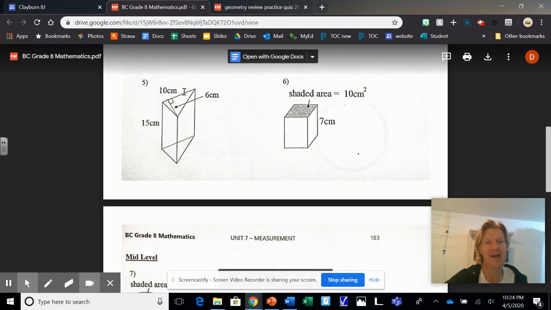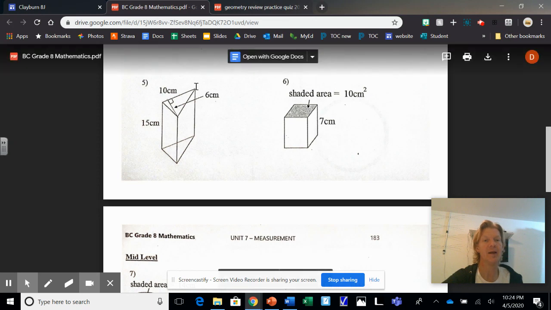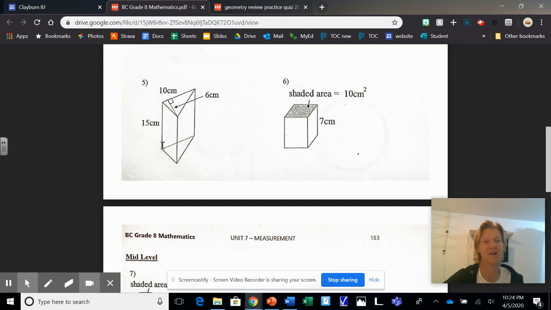So I multiply 10 times 6 divided by 2, because triangles you always divide by 2, trapezoids you always divide by 2. And I get 60 divided by 2, which is 30. And then I multiply by the other dimension, the height here, times 15. So I think that's 450 centimeters cubed. If I got that wrong, then that's okay. You can correct me politely. I'm not using a calculator.